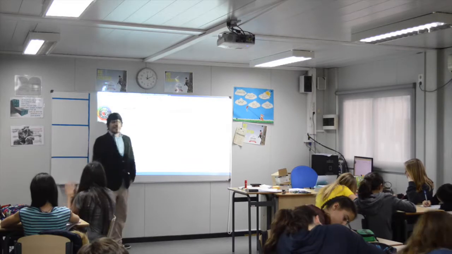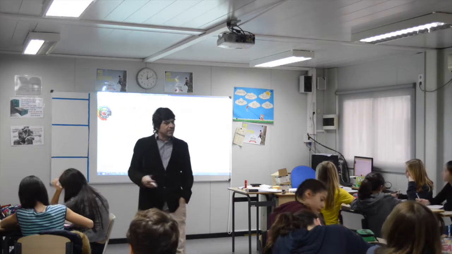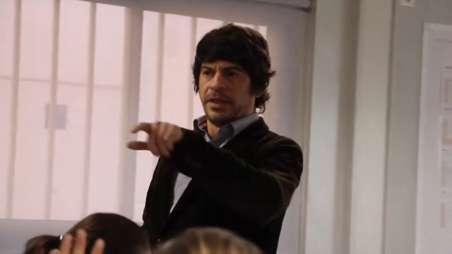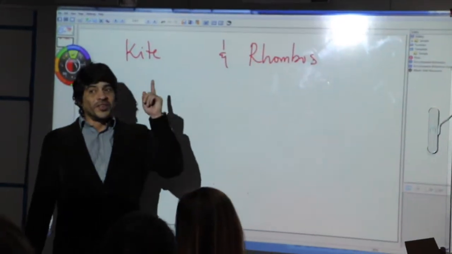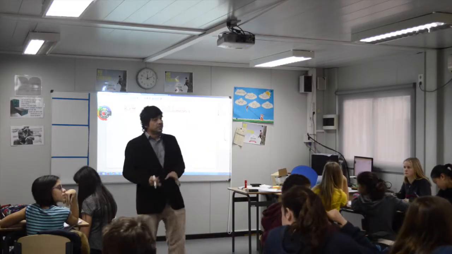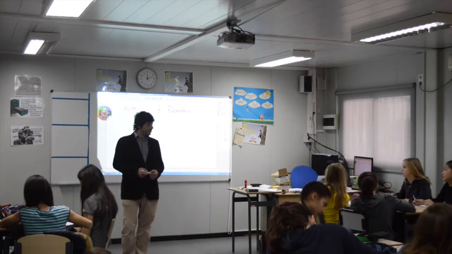Aren't they the same shape? Wait. Are they the same shape, a rhombus and a kite? No. How are they different? Well, all the sides on the rhombus are the same. All right, good. So the rhombus is a square, basically. No, because the difference with a square is that the square has right angles. Exactly. So the rhombus does not. The square is actually a special case of the rhombus, by the way.